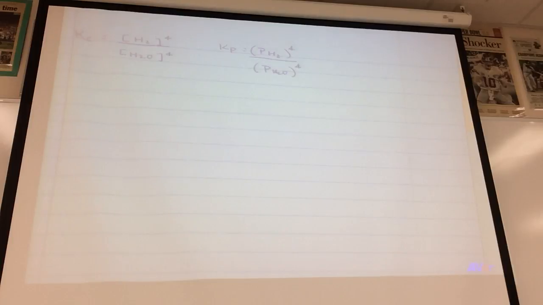Why is that? Because 4 moles are being used and then 4 moles are being created. 4 minus 4 is 0. You're only subtracting the moles of the gases in the reaction.